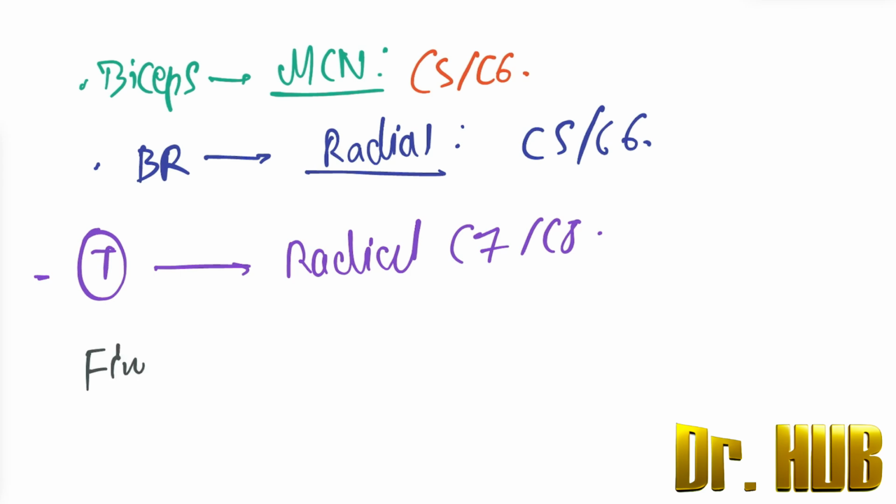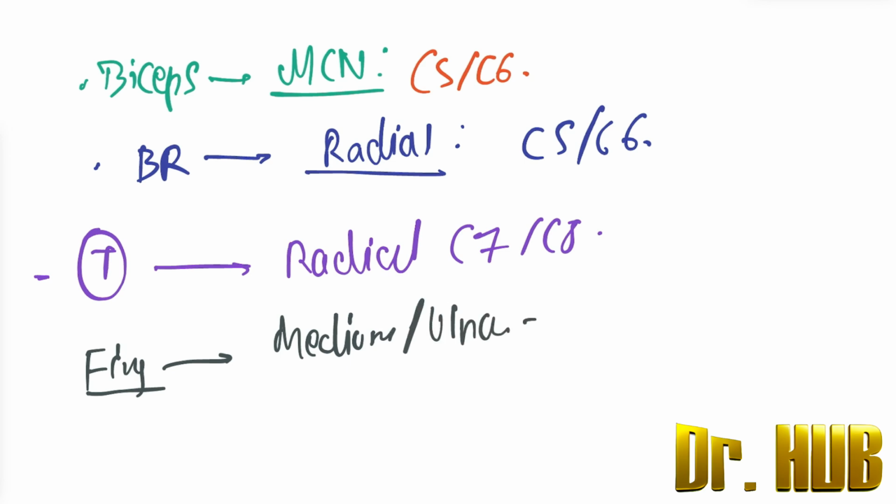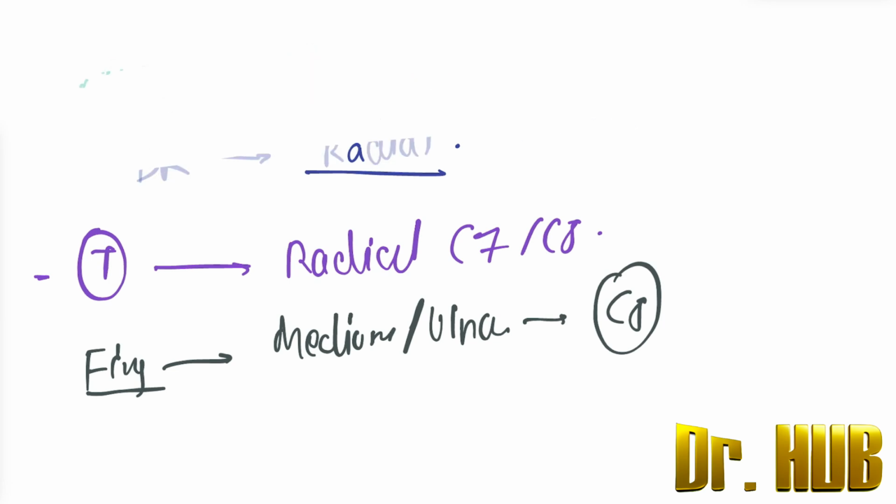Then when you look at the fingers, it is going to be the median as well as the ulnar nerve. For the median and ulnar nerve, the root value here is going to be C8.